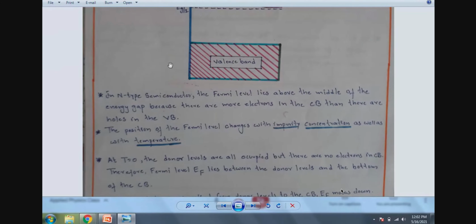Now let us simplify this one. You get nd into e to the power of (ED minus EF) by kT, divided by 1 plus e to the power of (ED minus EF) by kT. Finally, the expression for the density of empty donors is nd into e to the power of (ED minus EF) by kT. How did we get this? What about the denominator? You can see the condition here.